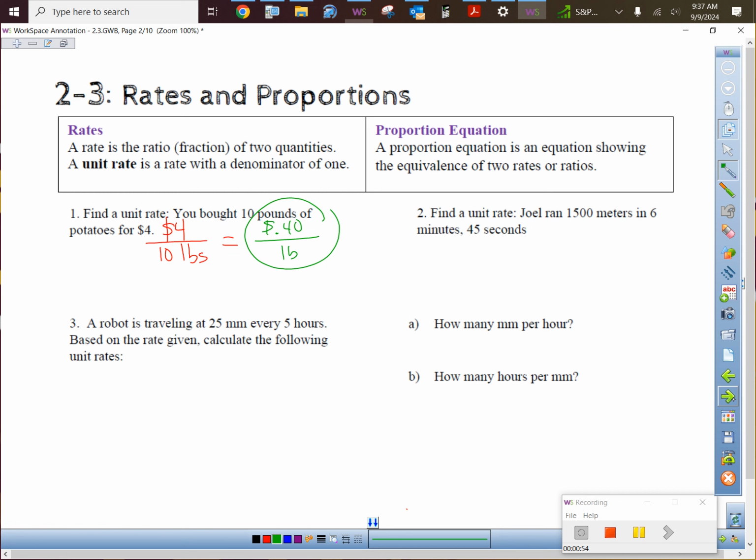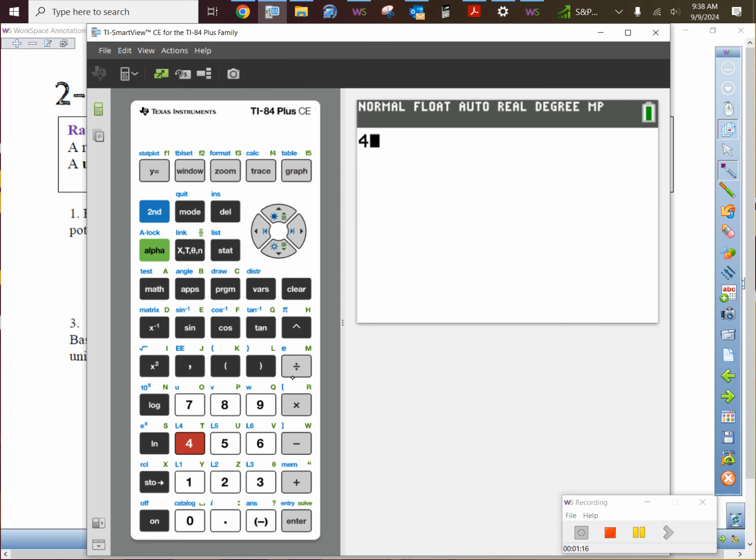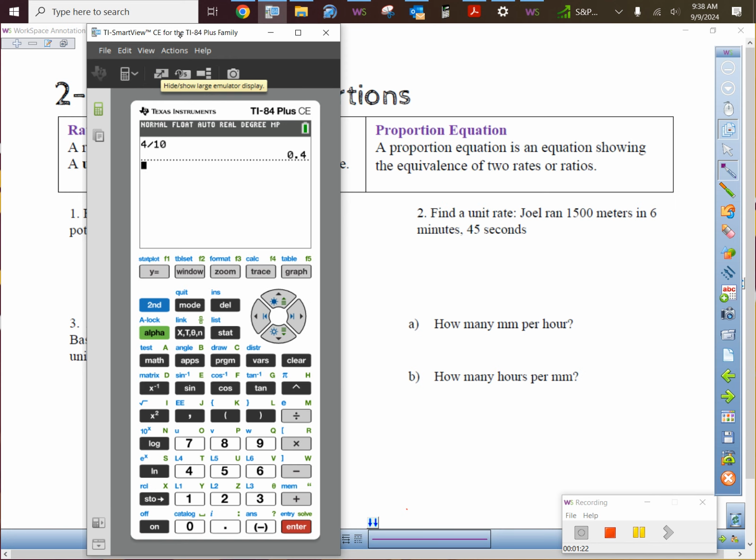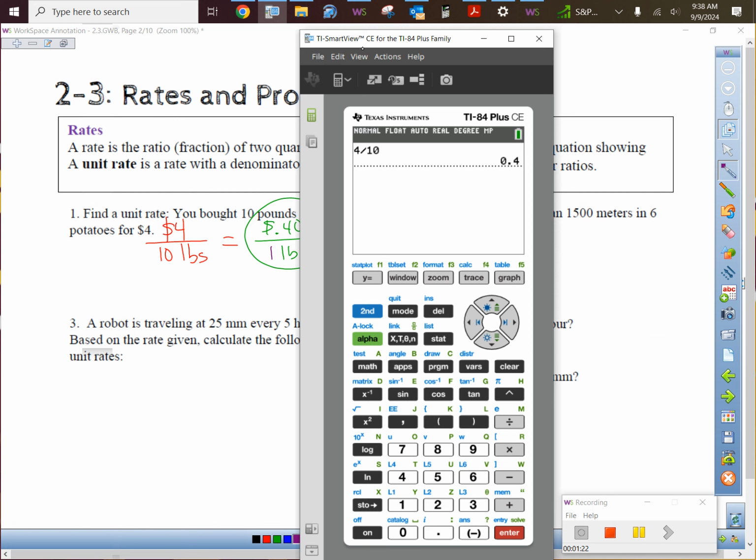And then whenever they want a unit rate, it's kind of crazy. You just use your calculator. The denominator always has to have a 1 with it. Like that says 1 pound down in the bottom. That's what a unit rate is. How did I get 40 cents? I literally just punched it in, 4 divided by 10. Why did I do 4 over 10? Because that's what my fraction was. It was $4 for every 10 pounds. You cool with where I got that stuff from?